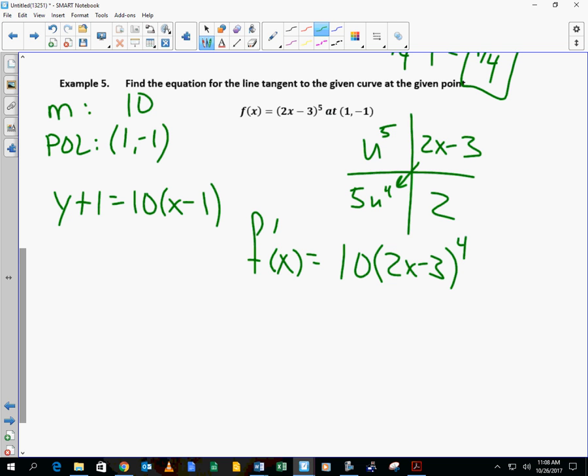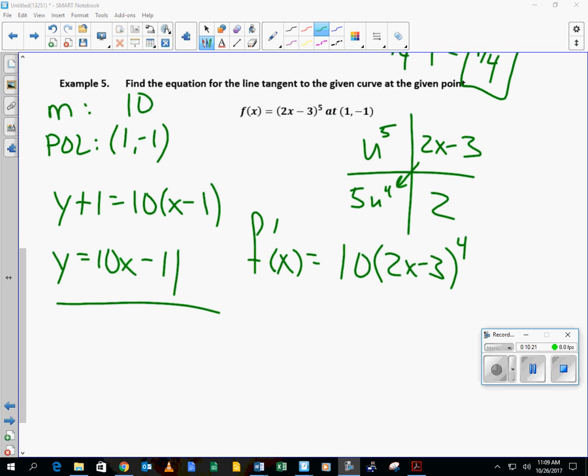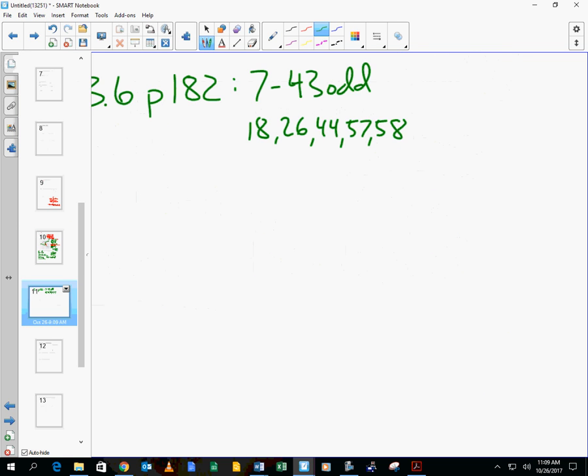Good old slope formula, point slope formula line. 10x minus 11. Boom. This is the assignment I put up yesterday.